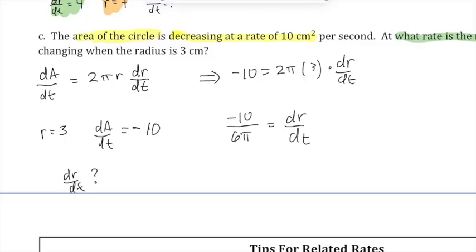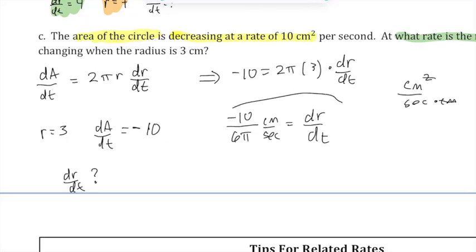We just need to figure out what the units are. So let's think about this. This is in 3 centimeters, and this is centimeters squared per second. So we have centimeters squared per second, and then we are dividing by 3 centimeters. So there's going to be another centimeter on the bottom, which is going to cancel out. So our units are centimeters per second. And again, the rate of a radius is in centimeters over time, per second.